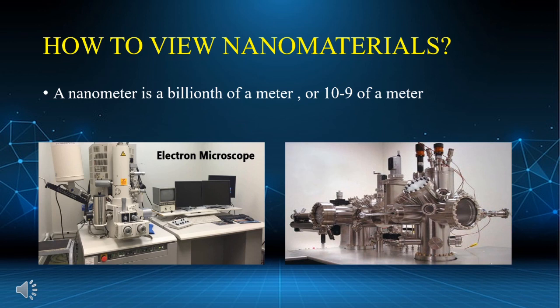How do we view nanomaterials? Scientists use special types of microscopes to view minute nanomaterials. During the early 1930s, scientists used electron microscopes and field microscopes to look at the nanoscale. So we have here two examples of microscopes. The first one is the electron microscope and the second one is the scanning tunneling microscope.